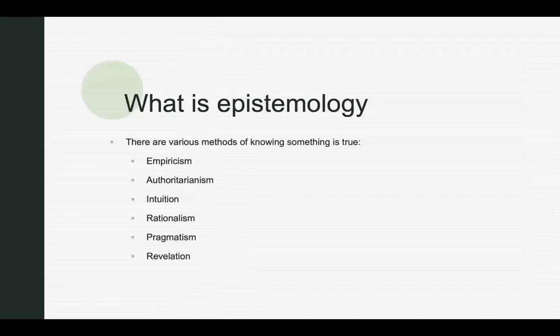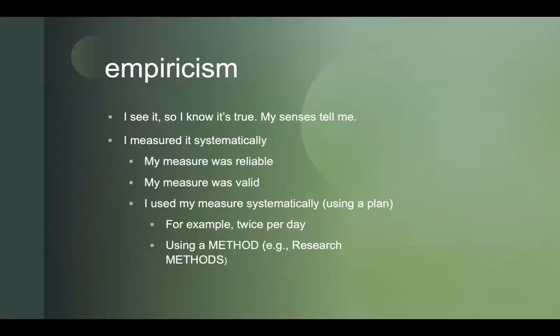So epistemology is a way of knowing. And so there are various ways of knowing. We could use empiricism, authoritarianism, intuition, rationalism, pragmatism, and revelation, something that most of the world doesn't acknowledge really as an epistemology. So here are some of the different epistemologies. We'll just break them down.